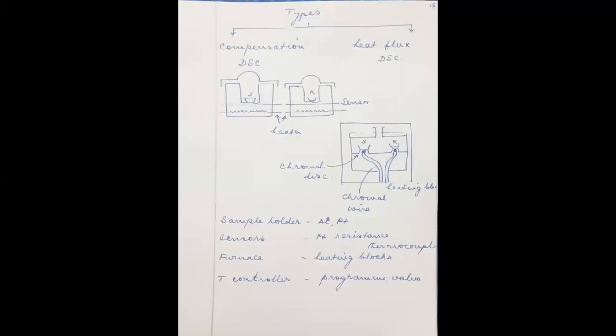When they are connected together, the junction point is called a thermocouple. When this thermocouple is kept at a higher temperature and the other thermocouple is kept at a lower temperature, a voltage develops between these two thermocouples, and depending upon the voltage and the temperature difference, it can be calibrated. So here what we are using is the platinum resistance thermocouple, which is used as the sensor in the case of differential scanning calorimetry.